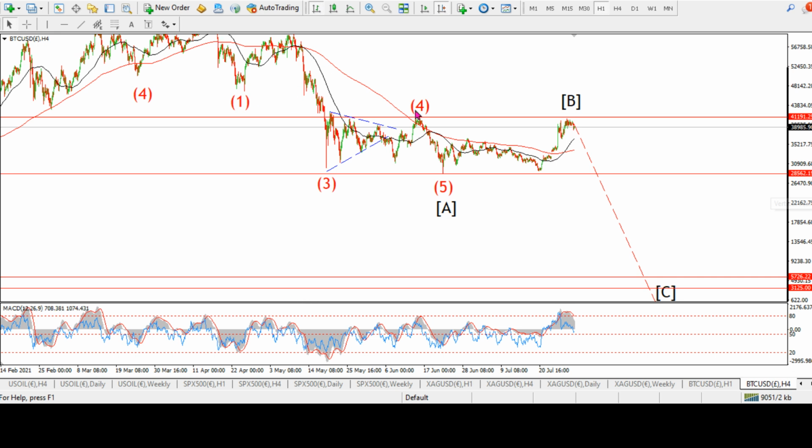The idea that we've got 5 waves down complete in A. You'd expect the 3 waves up in wave B, and then 5 waves further again to fall in wave C. So, is this B wave complete? That's the idea. A, B, C pattern up into wave B. I was suggesting that maybe we'd get a hit of that 40,000 level again before declining.